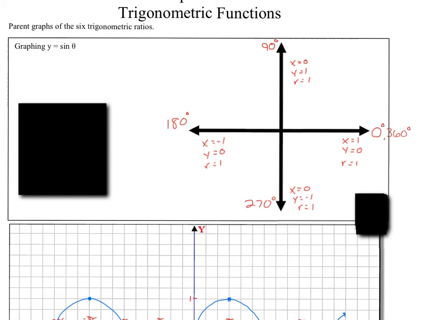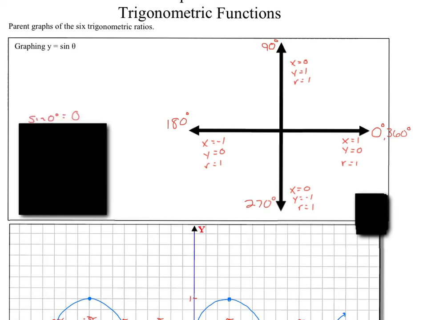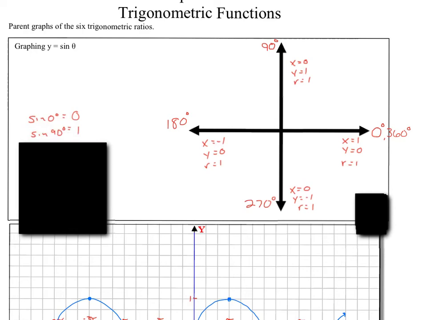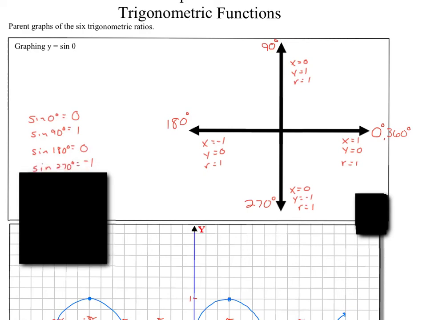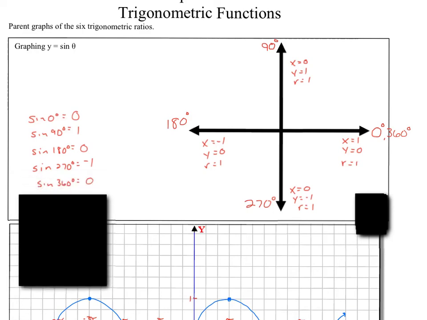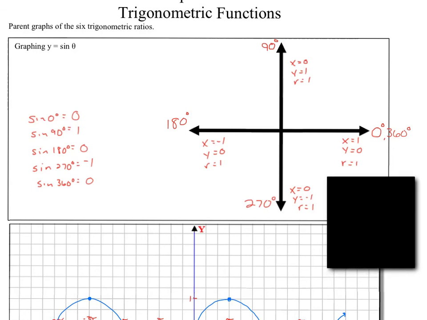So we could say for each of these quadrantal angles, sine of 0 degrees, that's y over r, that's 0 over 1, which is 0. Sine of 90 is 1 over 1, which is 1. Sine of 180, 0 over 1, which is 0. Sine of 270 degrees is negative 1 over 1, which is negative 1, and sine of 360 degrees is 0. So basically we have some ordered pairs here. We have 0, 0, 90 degrees 1, 180 degrees 0, and 270 degrees negative 1, 360 degrees 0. We're going to graph those points on the coordinate plane below.